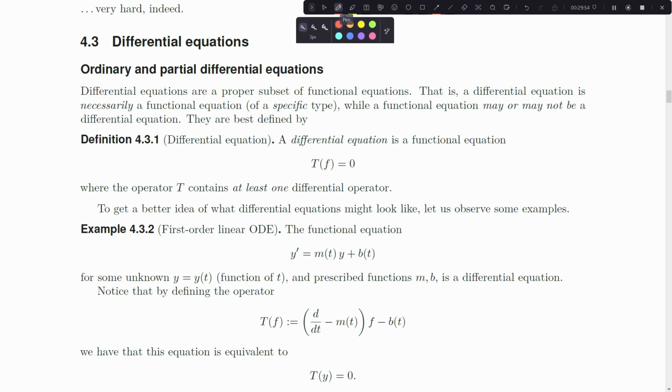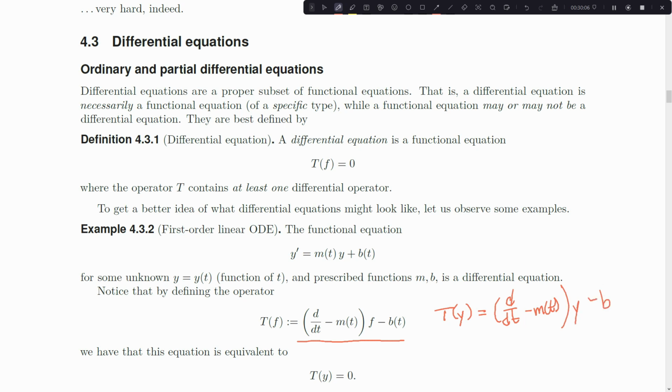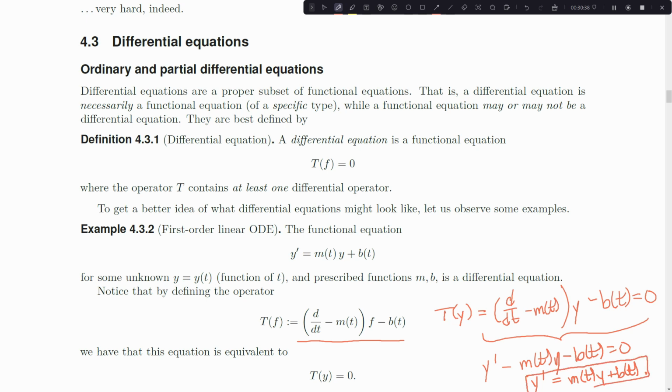Let's just do that right now really quick. T of y, by its definition, is d/dt minus m(t) on y minus b(t). If I set that equal to 0, and I compute my derivative, I get y prime minus m(t) y minus b(t) equals 0. And if I rearrange this equation, that's y prime equals m(t) y plus b(t). And so we see that we recover our original equation under this definition of T.